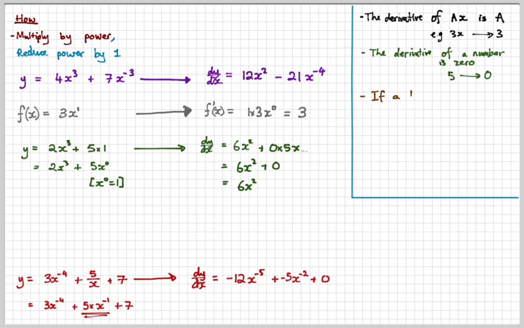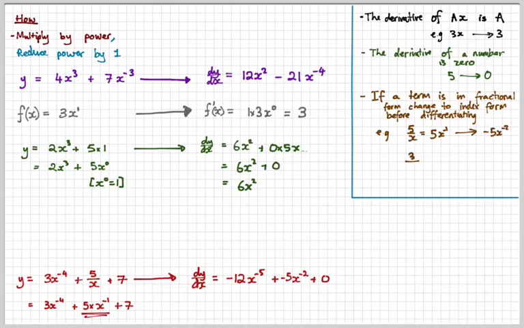So another rule of thumb, if a term is in fractional form, change it to index form before you differentiate. So for example, 5 over x is 5x to the minus 1, which differentiates to be minus 5x to the minus 2. 3 divided by x squared is the same as 3x to the power of minus 2. Differentiate this and you get minus 6x to the minus 3. Times by the old power, reduce the power by 1.